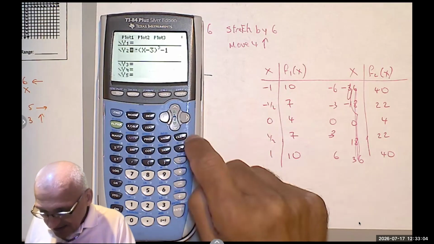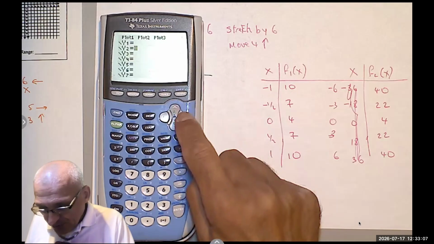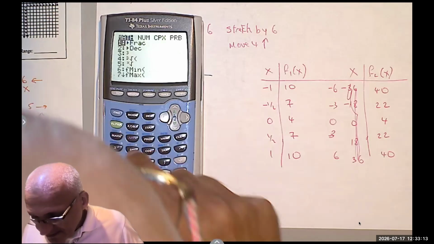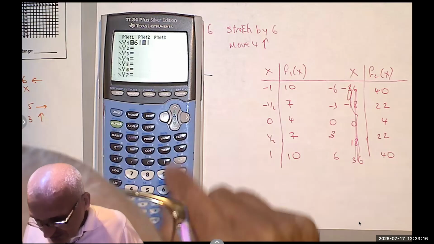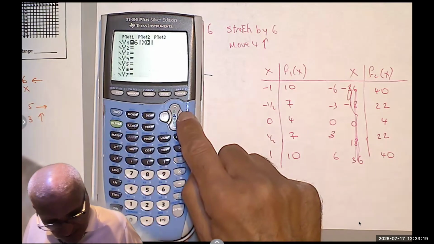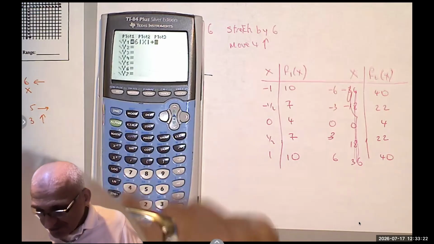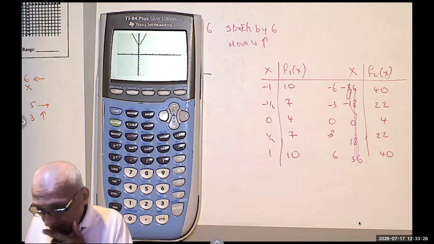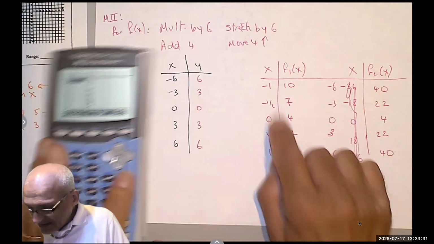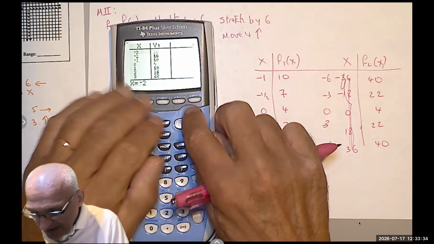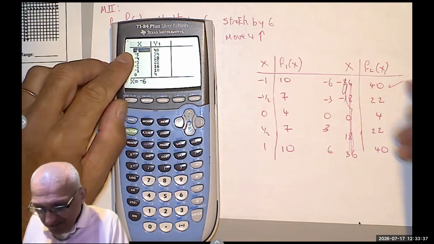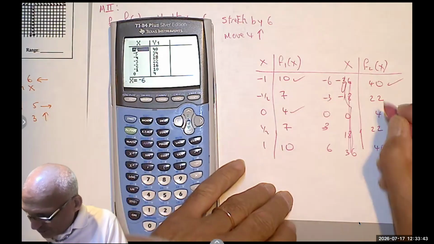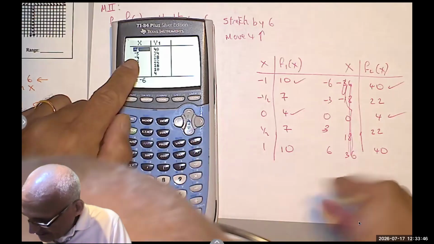Let's clear that and clear that. I'm not going to write both. I'm just going to write the equation f of x is 6 times the absolute value of x plus 4. I'm going to graph that, okay? And then I'm going to go to the table. Let's go to -6. -6 and 40. And then I go to -1, -1 and 10. And then I go to 0, 0 and 4. And then I will go to -3, 22.